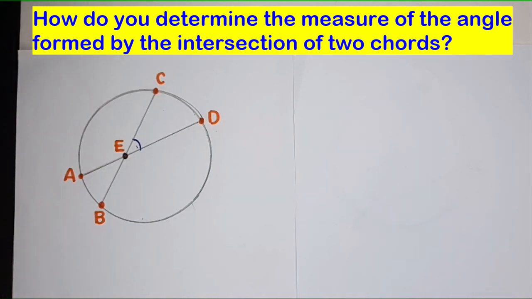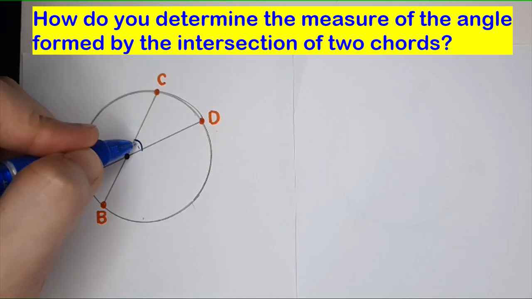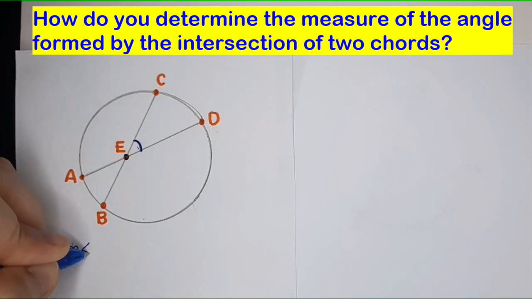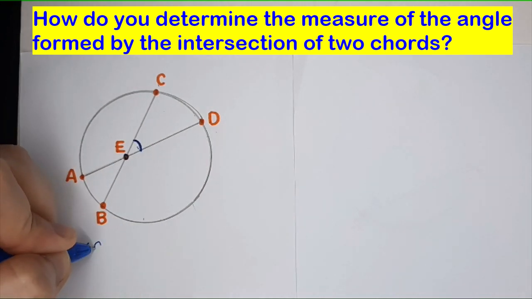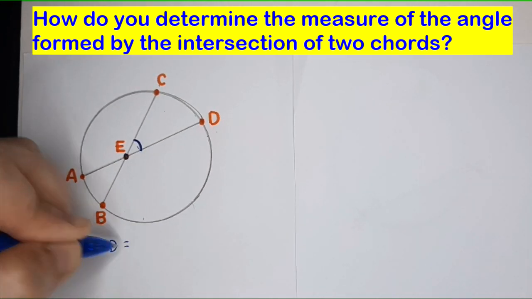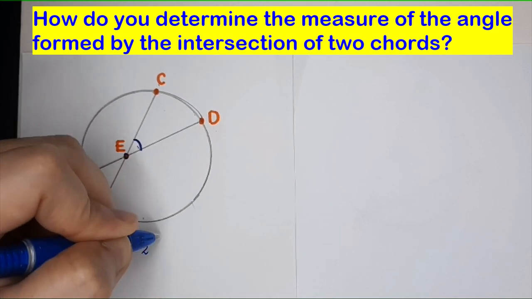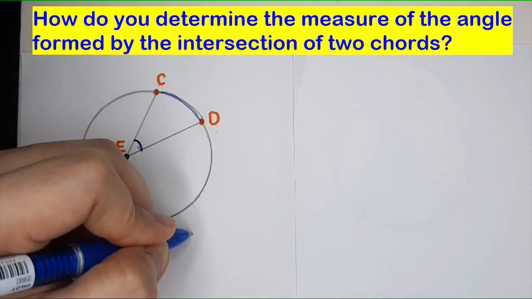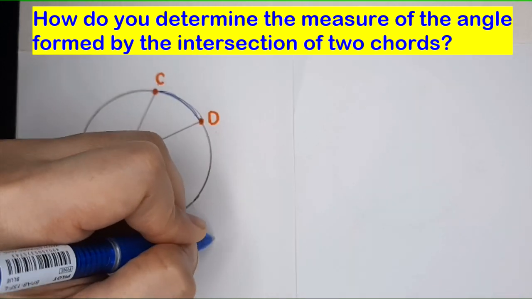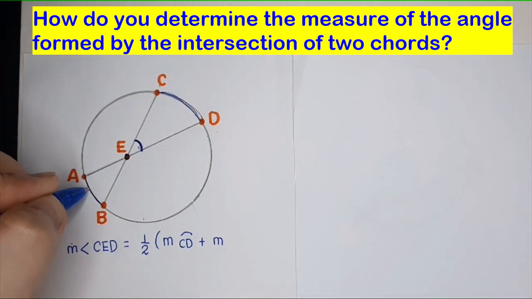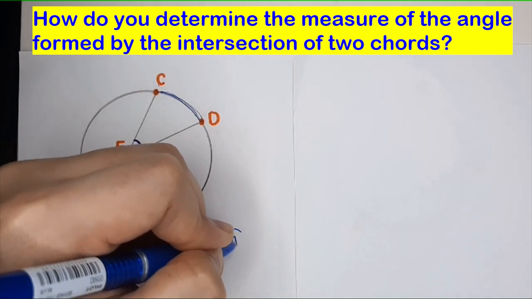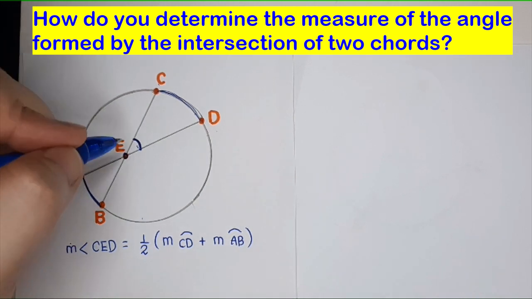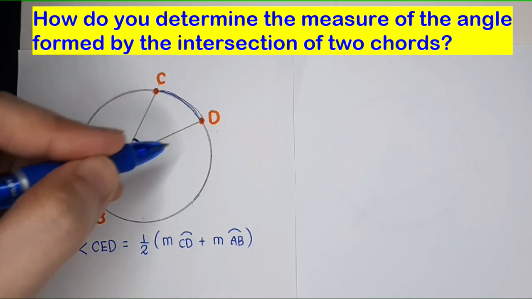Whichever one, only one formula is used. Let's say we want to get the measure of this angle. I write here, the measure of angle CED is equal to 1/2 of the measure of arc CD plus the measure of arc AB. That's how you get the measure of the angle formed by two intersecting chords.